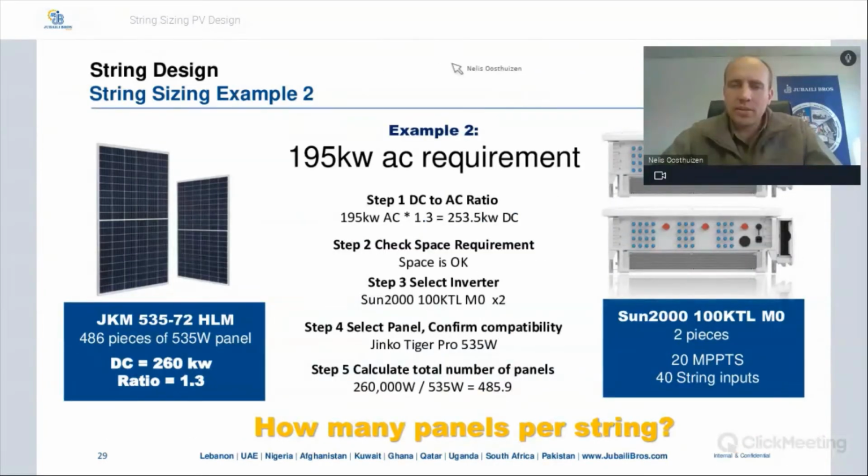Example number 2, we're running through the same steps, 195 kilowatt AC requirement. So in this instance, they've chosen 100 kTL, 2 pieces. That would give us 200 kilowatt. But the DC to AC is 195 times 1.3, 253. In this instance, they've chosen a Jinko 535. Again, doing your calculations on the panels, that would mean 485.9 panels, which is rounded off to 486. 486 pieces of 535 gives you a DC of 260 kilowatt, ratio 1.3.